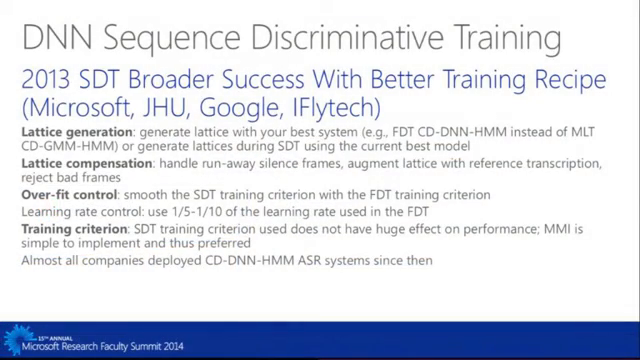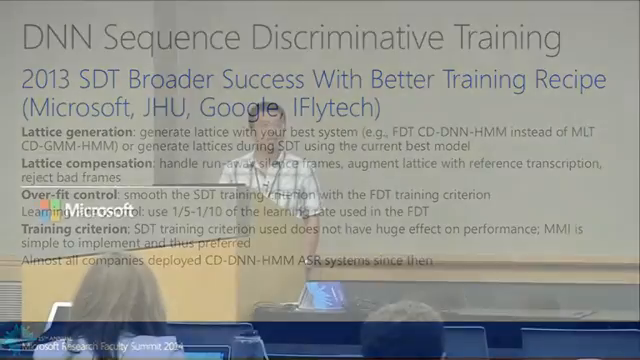In 2013, many groups actually could successfully implement this sequence discriminative training technique. Actually, there are lots of tricks to make it work, including how you generate lattice, how to compensate lattice to avoid things like a silence frame going the wrong way, and how to control the overfit, and how to select the training criterion for your task.